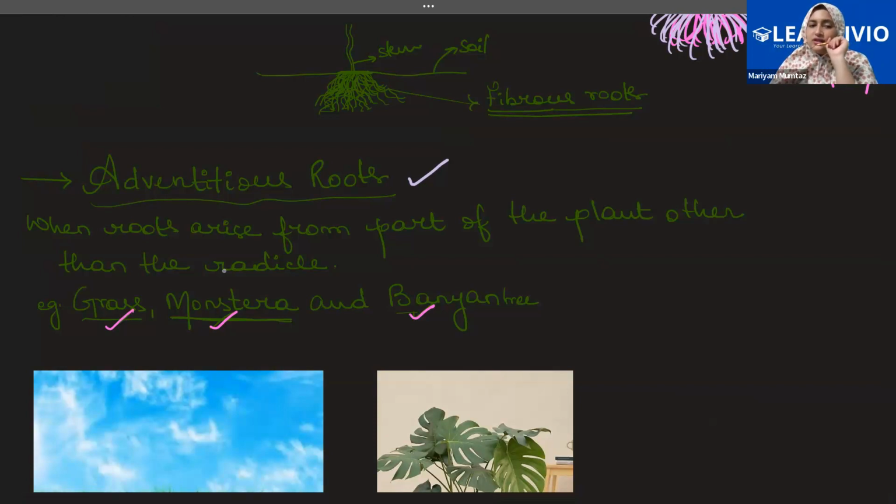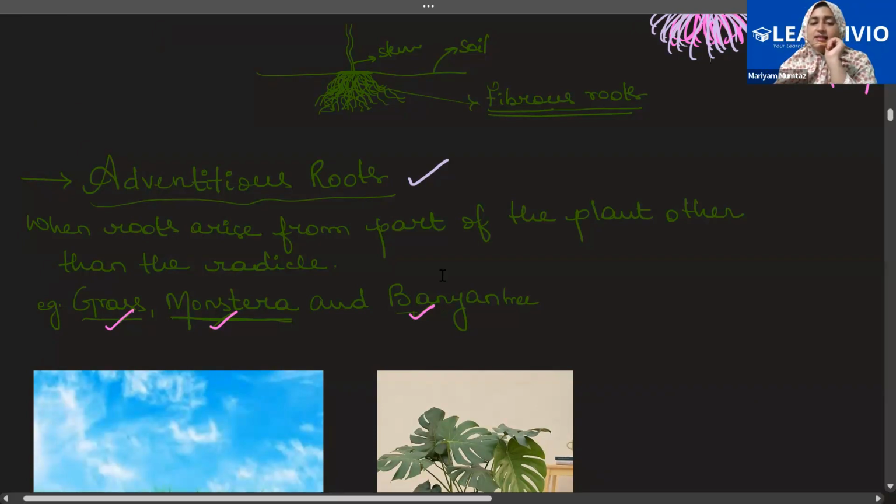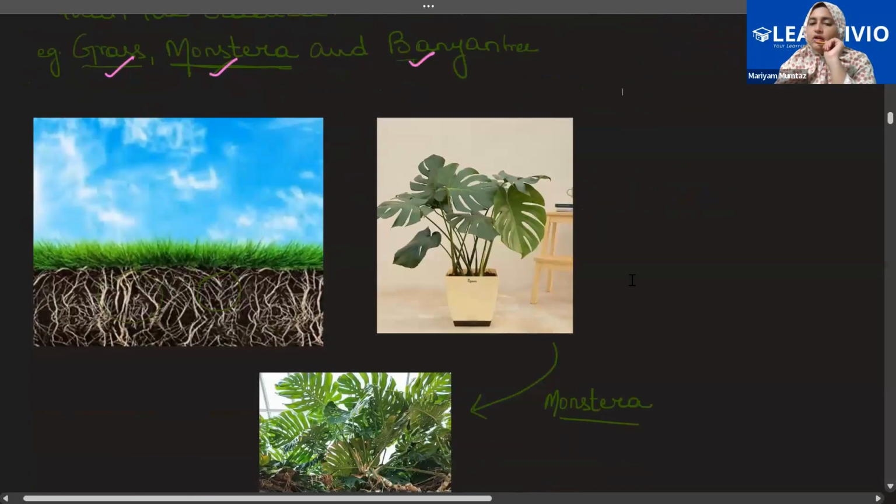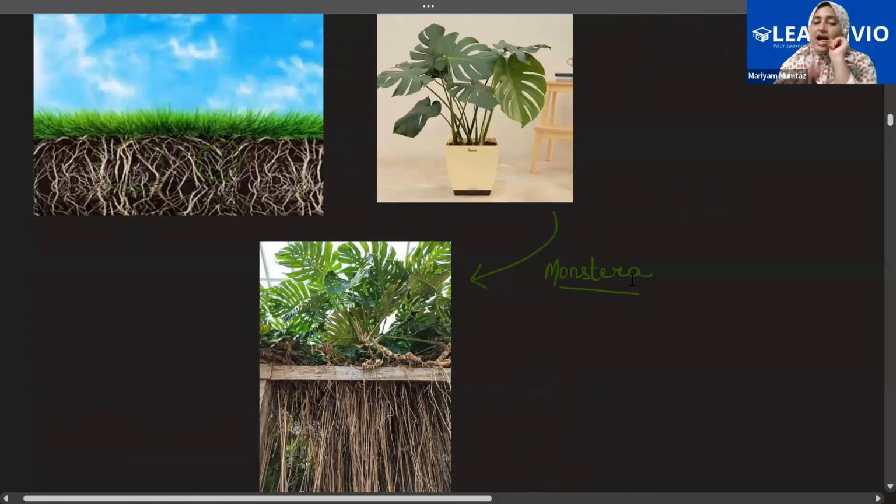Okay, so that is what is known as adventitious roots, meaning these are not true roots. Right? True roots are the ones that develop from the radicle. But since the adventitious roots are not developing from the radicle, we will not consider them as true roots. We'll say that, okay, they are arising from a part that is not the radicle, any other part. The examples here are grasses, a plant called the monstera plant, and the banyan tree. All of them have, you can say, adventitious roots. Their roots do not arise from the radicle.